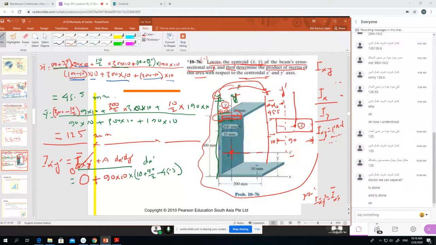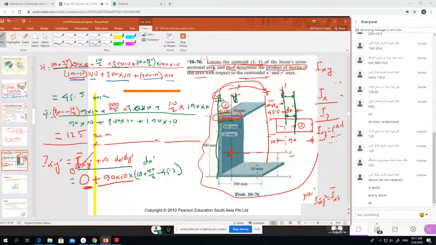So dIxy is equal to 0 because it is symmetric. We calculate the area, 90 by 10. We don't have a problem. Now, what is dx prime? Actually this is the distance. I draw it again in blue color. The distance from here to here is the distance between the centroidal axis and the center of this section. The center of the section is here, this is the centroidal axis, and this is the dx.